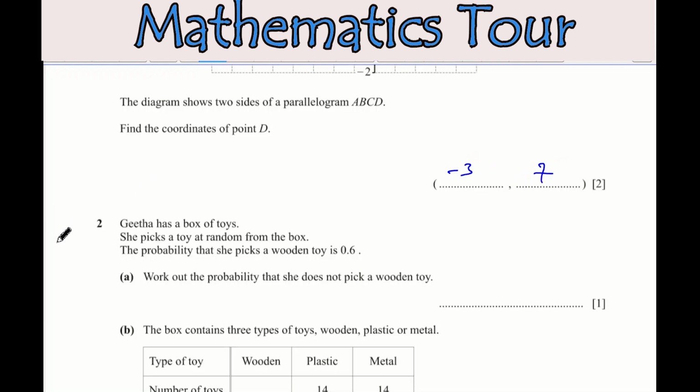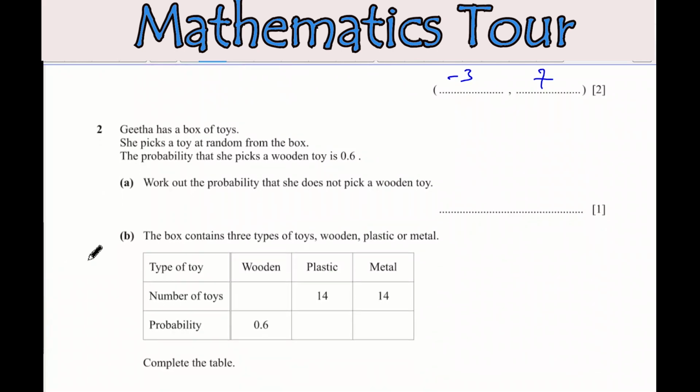Question 2. Geetha has a box of toys. She picks a toy at random from the box. The probability that she picks a wooden toy is 0.6. Work out the probability that she does not pick a wooden toy. These are mutually exclusive events, so they add up to 1. So you have 0.6 plus the probability that she does not pick a wooden toy equals 1. That means the probability that she does not pick the wooden toy will be 1 minus 0.6, and that will be 0.4.